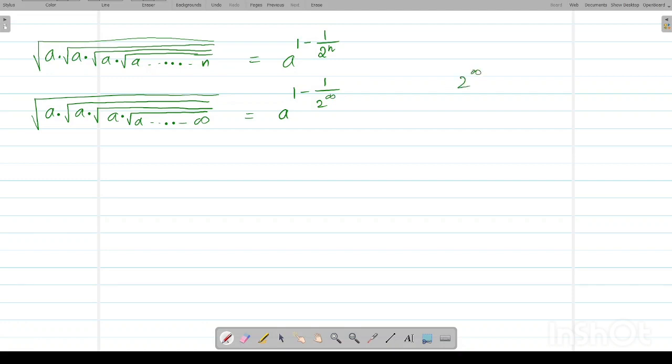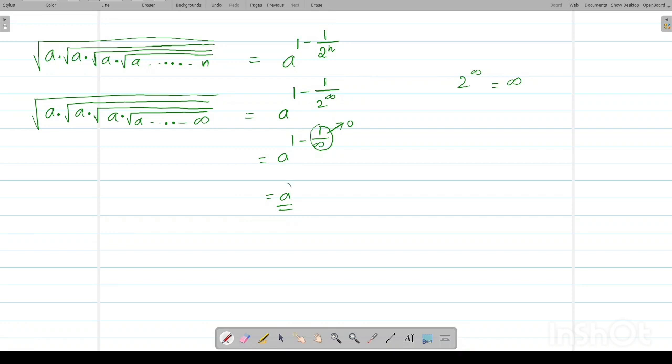Anything to the power infinite, 2 is a positive value, and a positive value power infinite is always infinite. Now it is a power 1 minus 1 by infinite. What is the value of 1 by infinite? This value is 0. 1 minus 0 is 1, so it is a. In this way we got a.